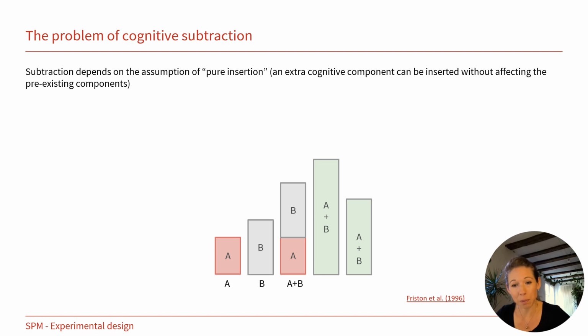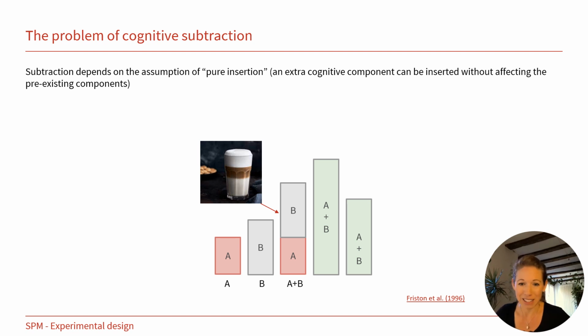And in fact, this is the problem of cognitive subtraction, or the great disadvantage. It rests on the assumption of pure insertion and assumes that we have an additive effect. But in the brain, it's mostly not the case that processes are additive. We rather end up with nonlinear effects, that the combination of two processes, for instance, leads to even more activation than expected, or the opposite, that we are left with less activation than expected. So we have nonlinear effects.